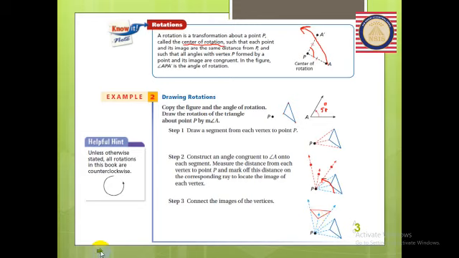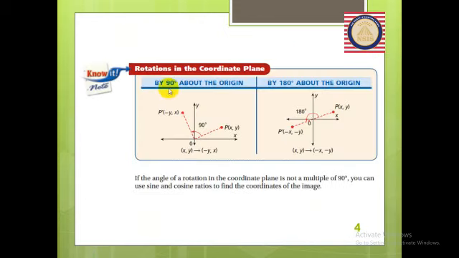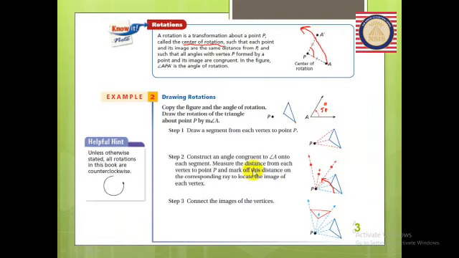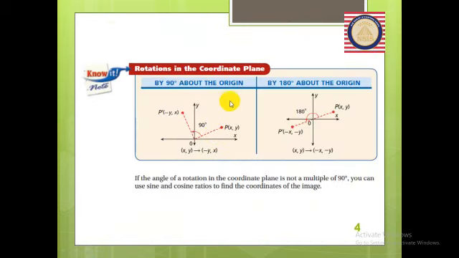Let's see here. This is the important part in the lesson. This part, the drawing, you're not going to draw. You just need to know it, but you're not going to draw it. Here you're going to use this in the coordinate plane. So important.